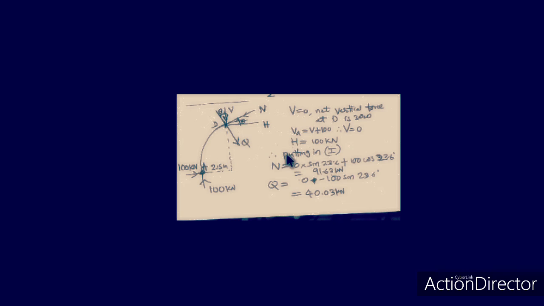So substitute in the equations of N and Q. 0 into sin 23.6, this is V, and this is H. So this is 0. The second term is H cos theta, 100 cos 23.6, that value is 91.63. Now here Q is equal to 0 minus 100 sin 23.6, so this is actually minus 40.03 kilonewton. Thank you.